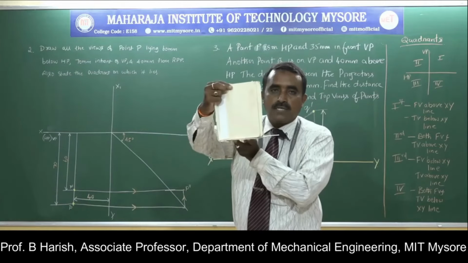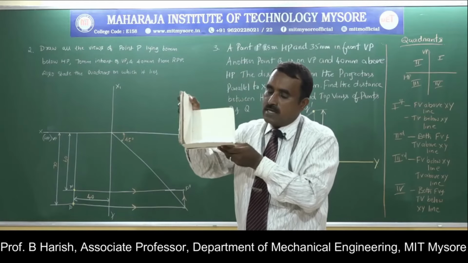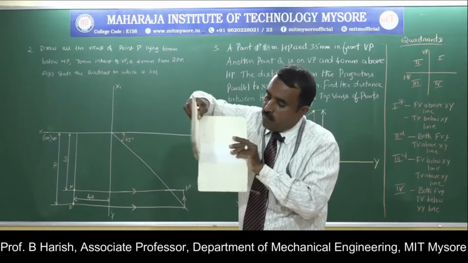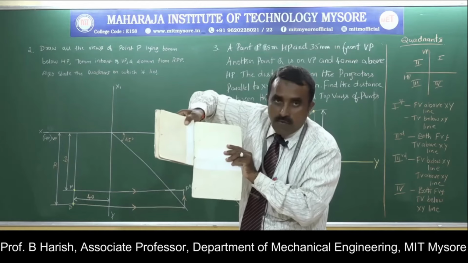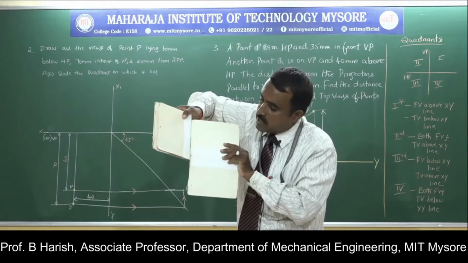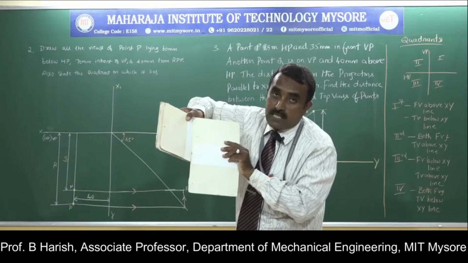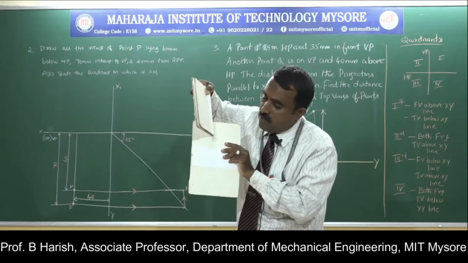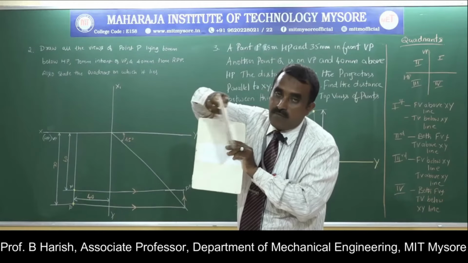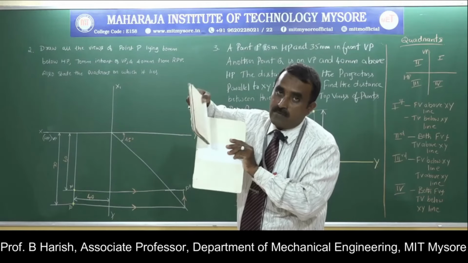So first quadrant. The horizontal plane is rotated clockwise. The profile plane will be opened outward. The intersection of this vertical plane and your profile plane will be represented as the X1 Y1 line. The intersection of your vertical plane and horizontal plane will be represented as the XY line.